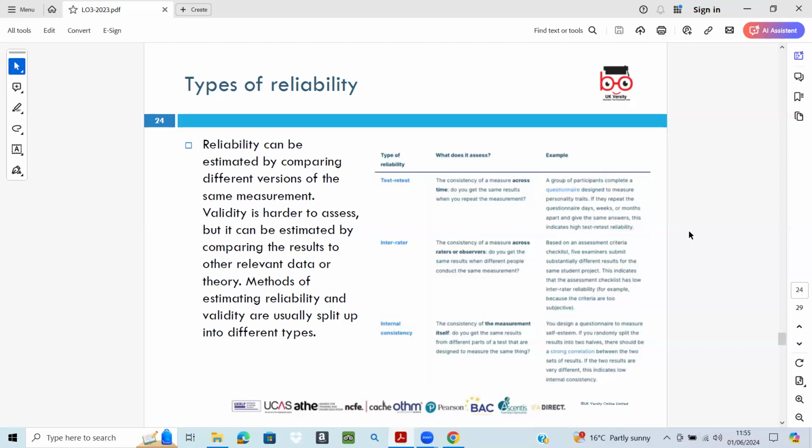By considering and evaluating these different types of reliability, researchers can determine the extent to which their measurement instruments are dependable and produce consistent results. Establishing reliability is essential for ensuring the accuracy and trustworthiness of research findings across various disciplines and study designs.